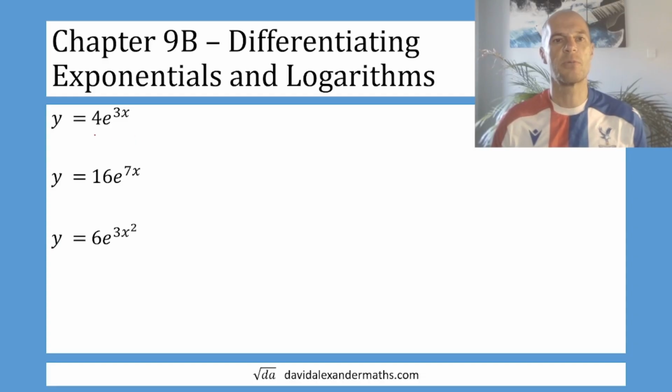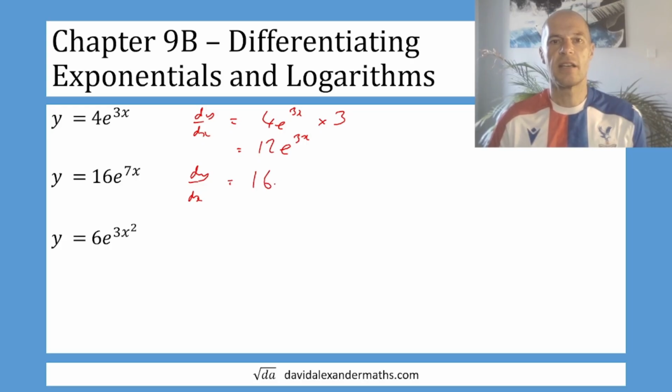Okay, so here are some other examples where we've got a number in front of the function. So if y is 4e to the power of 3x, then dy by dx is going to be 4e to the 3x multiplied by the derivative of 3x, which is 3, and of course 4 times 3 is 12, so that is 12e to the power of 3x. Let's have a look at the next one. So dy by dx is going to be 16e to the power of 7x multiplied by the derivative of 7x, which is 7, and 16 times 7 is 112, so that's 112e to the power of 7x.